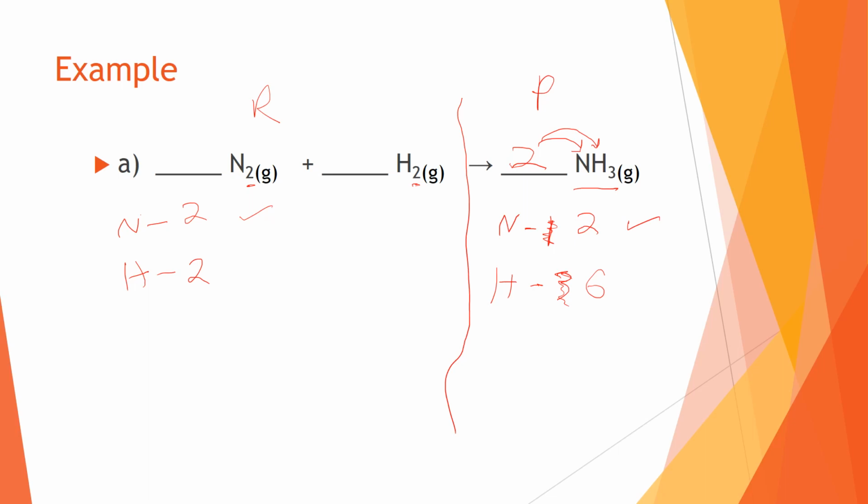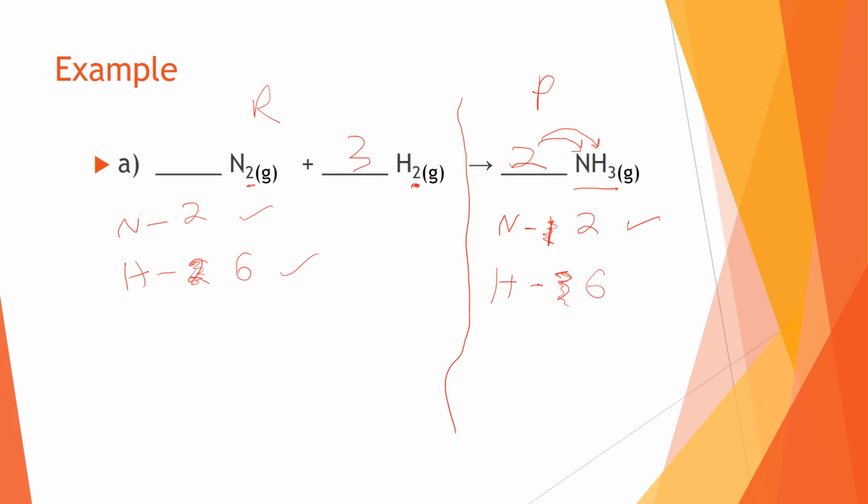But I have 2 hydrogens over here on the reactant side, and I have 6 hydrogens, sorry, on the product side. So that doesn't equal out. Some of you might already have figured out what I am going to do. How am I going to balance it? Well, if I add the coefficient 3 here, 3 times 2, this now turns into 6, and it's balanced.